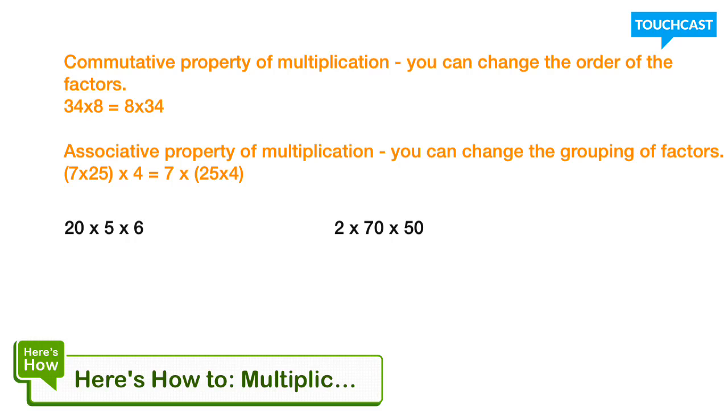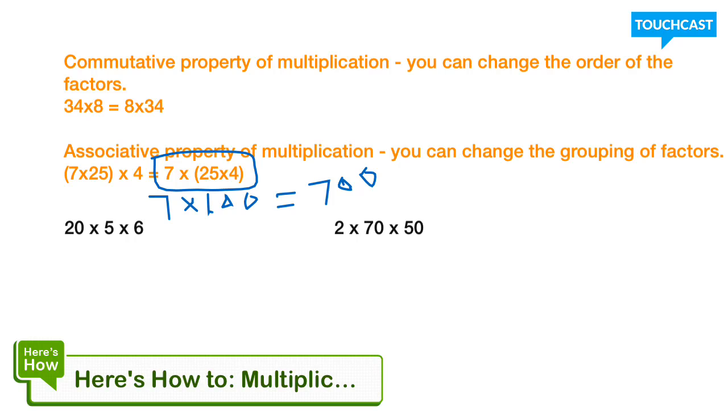Also, with the associative property of multiplication, you can change the grouping of the factors. So 7 times 25 times 4 is also equal to 7 times 25 times 4. Which of these two do you think would be the easiest? Well, if you guessed the second one, I would have to agree, because 25 times 4 is equal to 100. Then if you multiply that by 7, that's easy. That's 700.